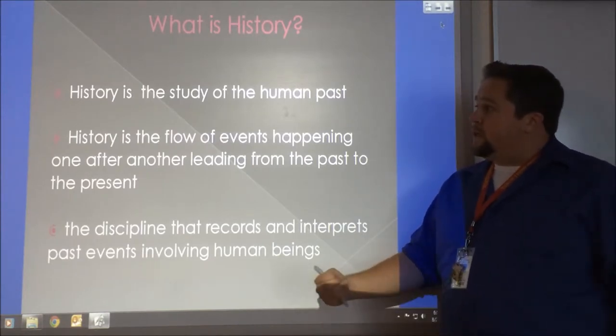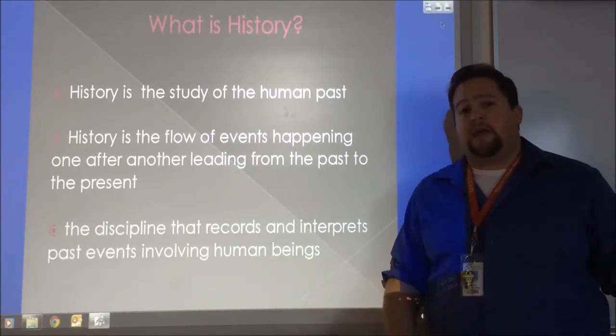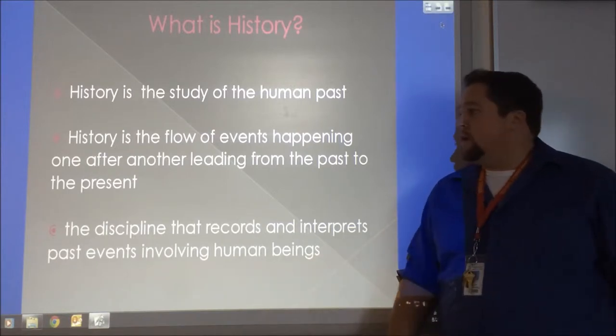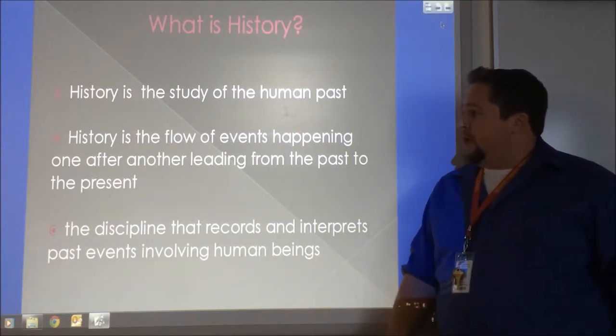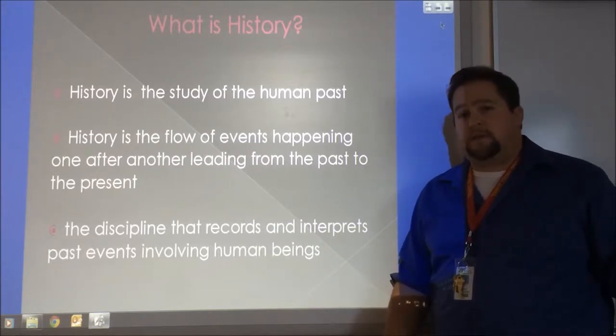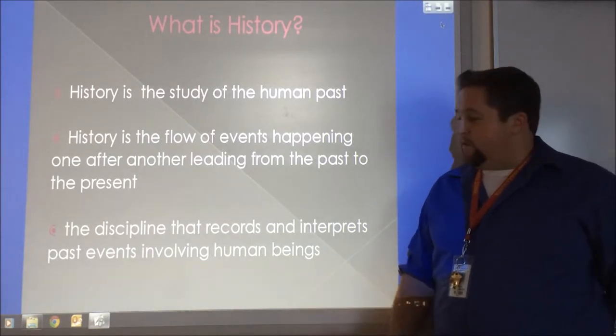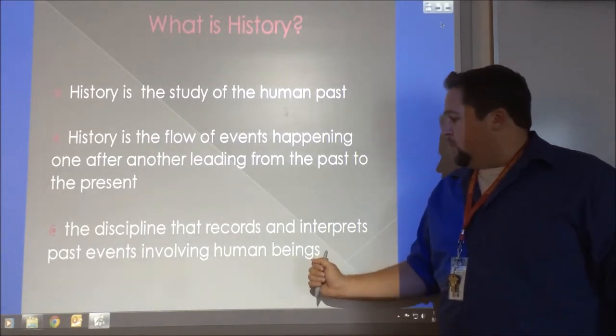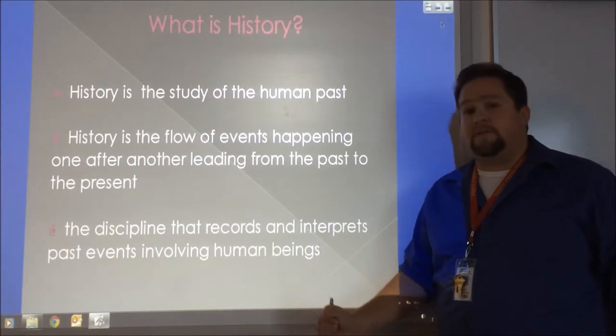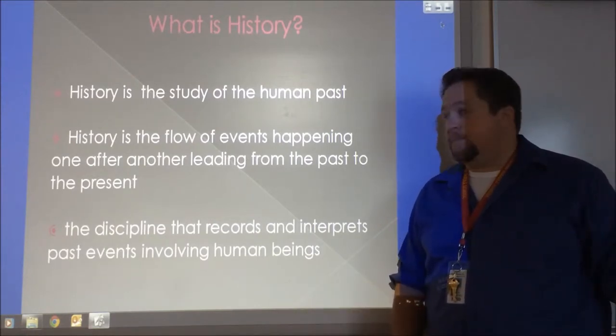The first one here is that history is the study of the human past, anything that's human and has happened in the past. History is the flow of events happening one after another, leading from the past to the present. Okay, same sort of thing, just a different way of looking at it. A third definition says, a discipline that records and interprets past events involving human beings.